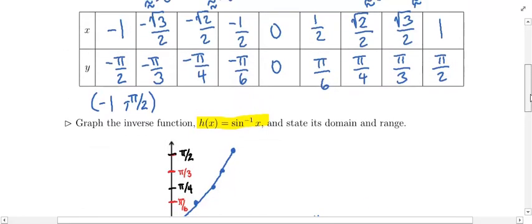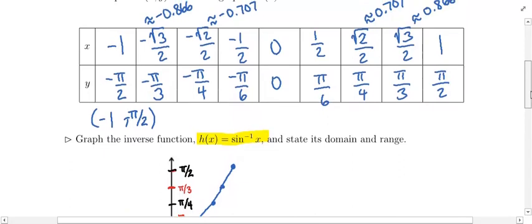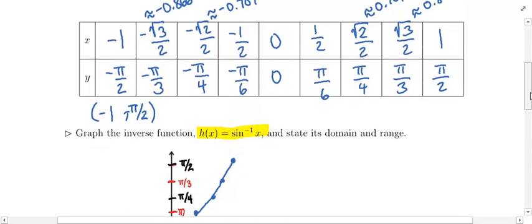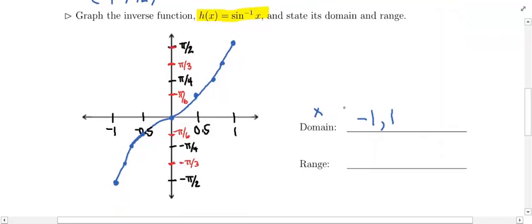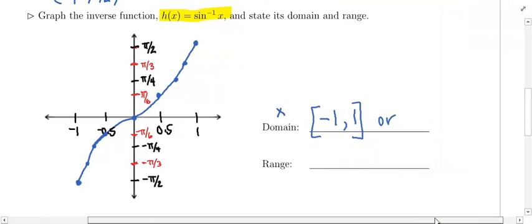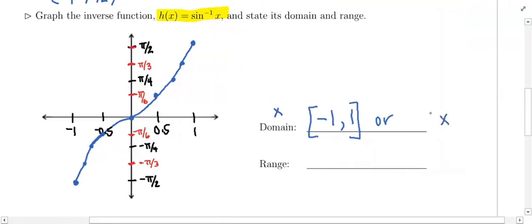It is also included because if you plug in 1 to the inverse function, you're going to get pi over 2. Okay, so we do want to include both of these points. You can also write this using inequality notation that your x values are between -1 and +1 inclusive. Either way to write the domain is acceptable.